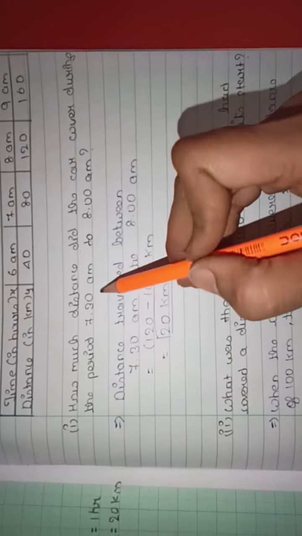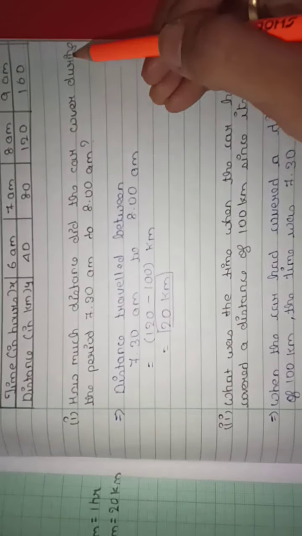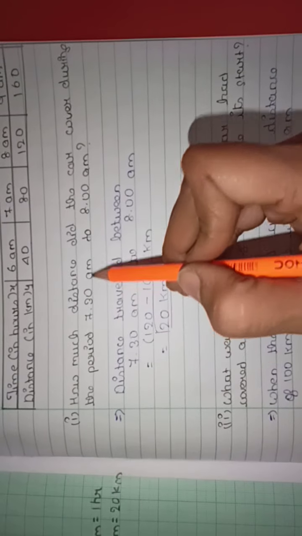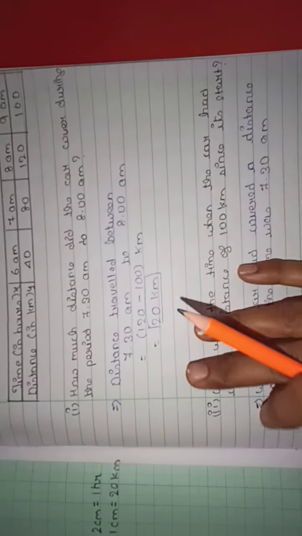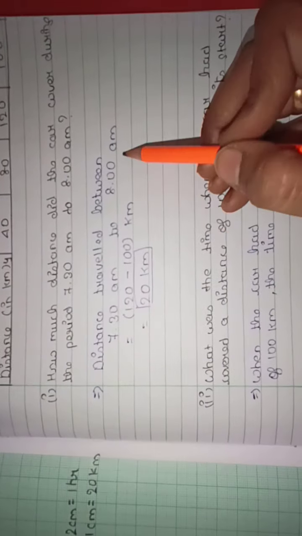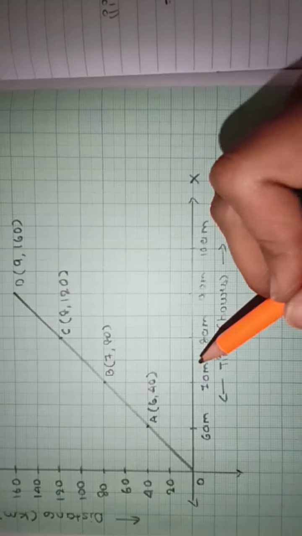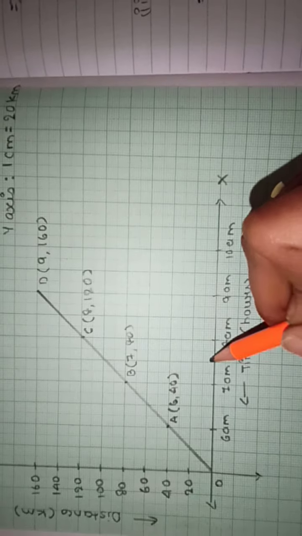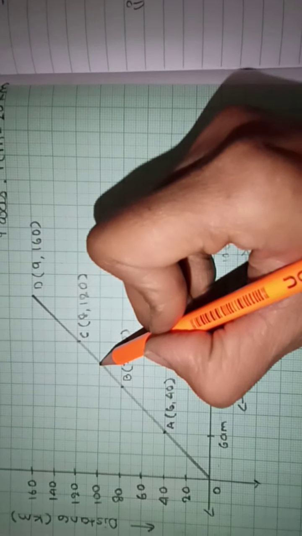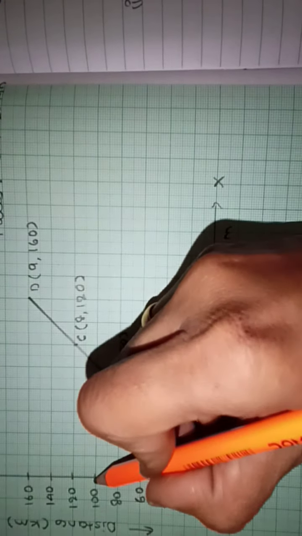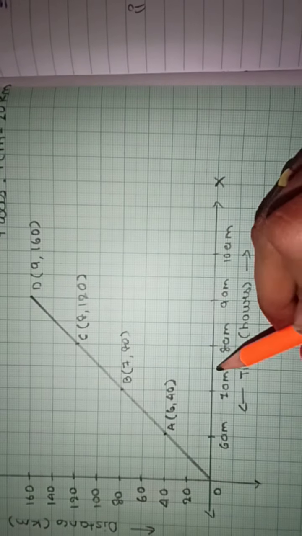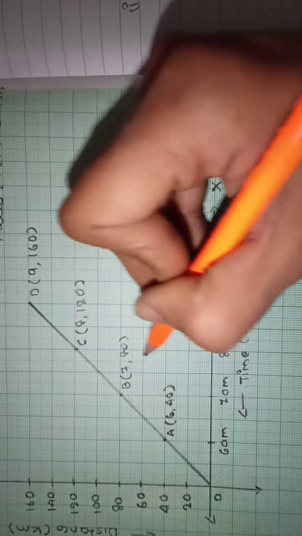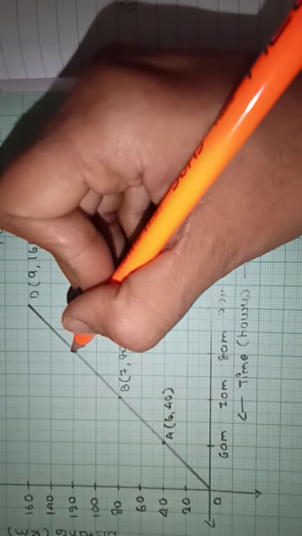Now the first question asked is: how much distance did the car cover during the period 7:30 a.m. to 8 a.m.? First we will see the distance travelled at 7:30. 7:30 will be between 7 and 8 a.m., that is here. If we go up to the y-axis, we can see it has travelled up to 100 kilometers. And at 8 a.m. it has travelled up to 120 kilometers.